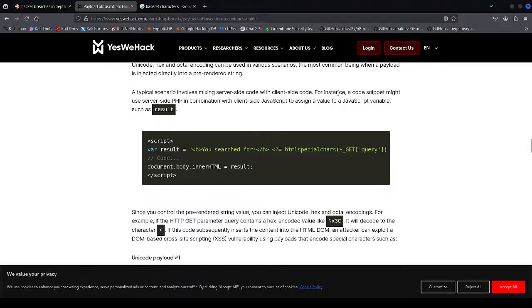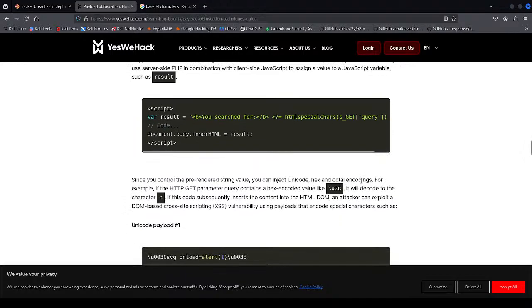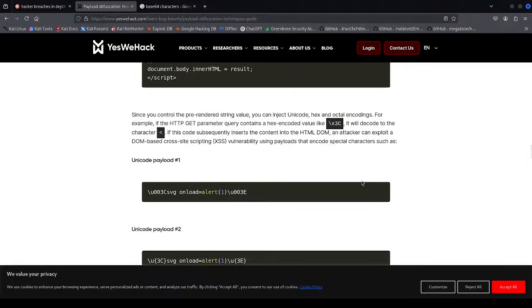For instance, a code snippet might use server-side PHP in combination with client-side JavaScript to assign a value to a JavaScript variable, such as result. So script, var result, use search for HTML special characters, get query, document write the results. Since you control the pre-rendered string value, you can inject Unicode, hex, or octal encodings.